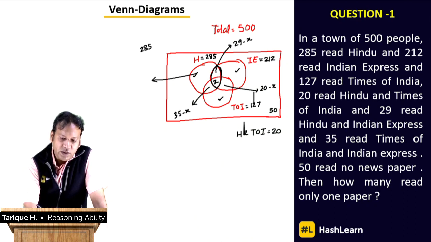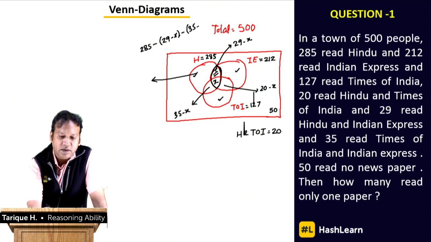And if you look at the three portions here, one is this one. It is 29 minus x. So we can subtract it here, 29 minus x. From the total we are subtracting 29 minus x, and then we subtract this 35 minus x also, and then we can also subtract this x, because this x is also here. So if you look at this, what will be the total value that we are going to get here?